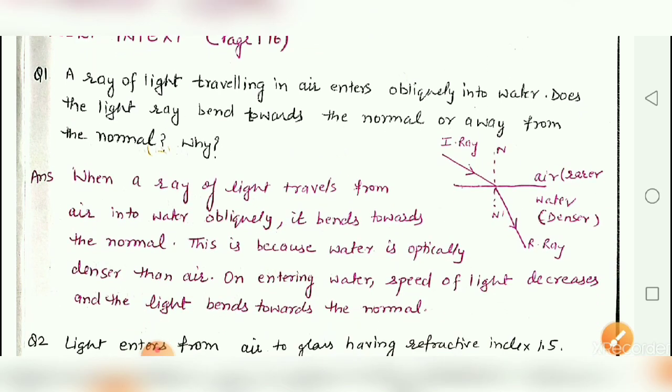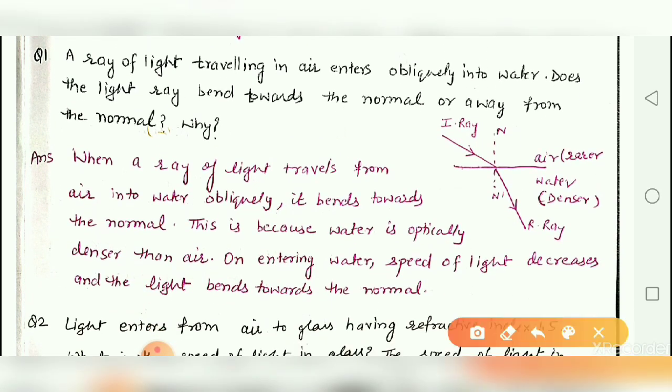Now let us understand this question with the diagram. Here I have drawn the diagram. This is air and this is water. The light is coming from air to water. This is the interface of two media. And this is the incident ray which enters obliquely. Because air is a rarer medium and water is a denser medium, it will bend towards the normal. It is bending towards the normal. This is the refracted ray.